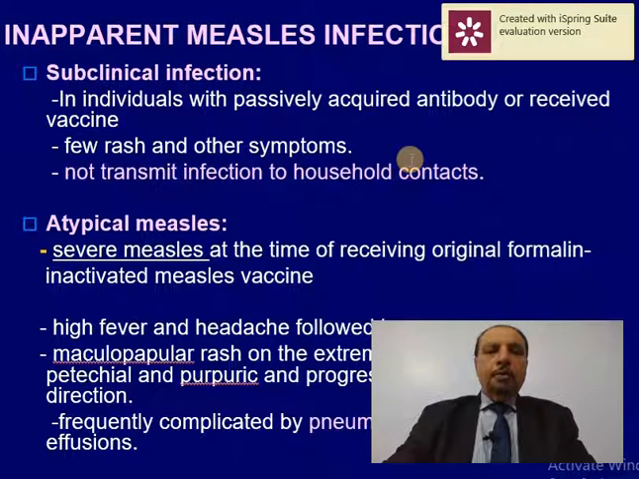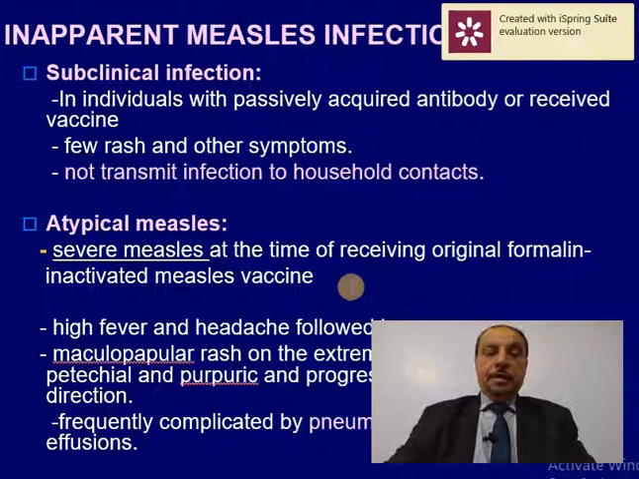There is what is called inapparent measles infection, either subclinical infection or atypical measles. The subclinical infection is mild. In individuals who are receiving passive antibodies or the vaccine, there will be few rash, mild disease, a few symptoms, but it is not infectious and does not transmit infection to household contacts. While atypical measles is a severe disease in those who received the original formalin inactivated measles vaccine.